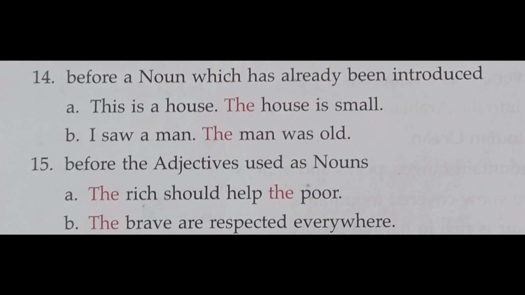Number 15. Article the is used with adjectives used as nouns. For example, the rich should help the poor. In this sentence, rich and poor are not acting as adjectives. Here they are acting as nouns. When we say rich, it stands for rich person, and when we say poor, it stands for poor person. That's why we will use the article the before rich and poor.